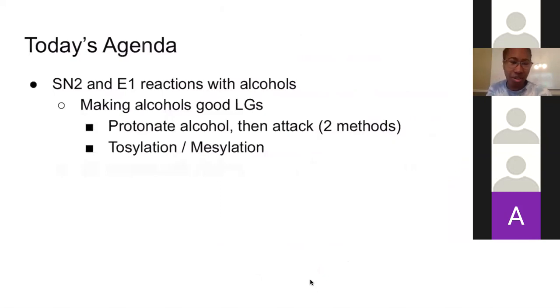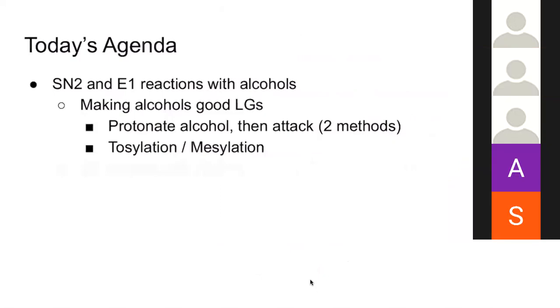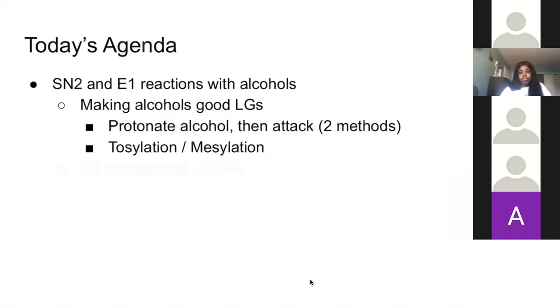So today we're going to learn about some reactions with alcohols. We're going to talk about how we can convert alcohols into good leaving groups and talk about tosylation and mesylation, which is, again, just a way to make alcohols into a better leaving group.